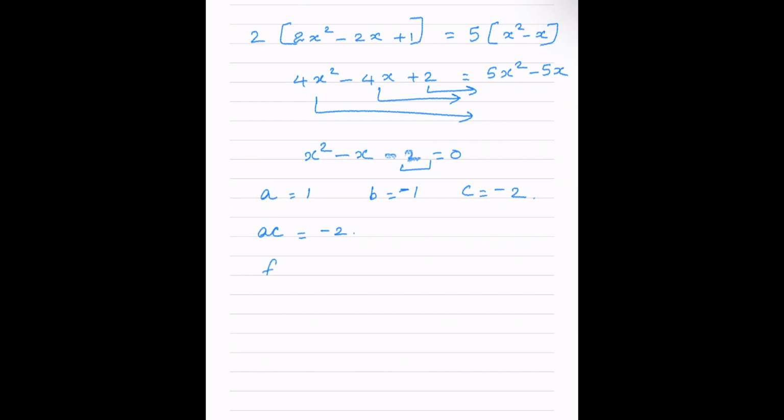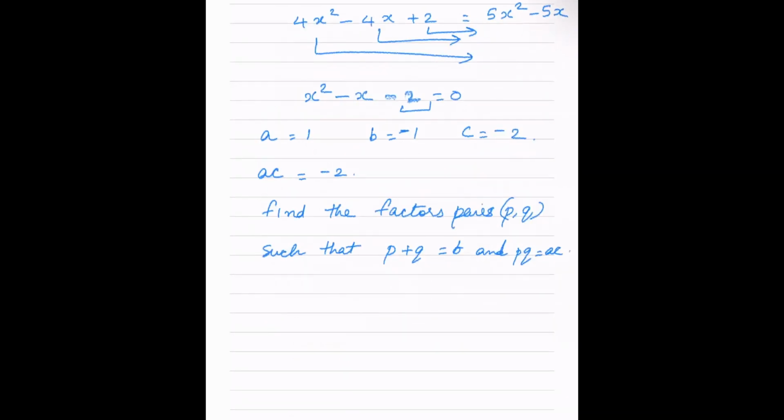So the step is like this. Find the factor pairs P, Q such that P plus Q is equal to B and PQ is equal to AC. This is the condition that you are looking for. So you have to find the factor pairs of AC such that this holds. Now what is this?